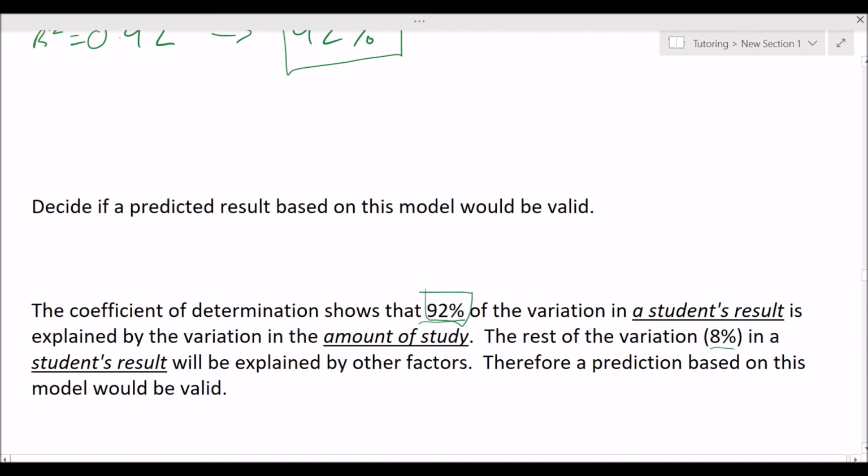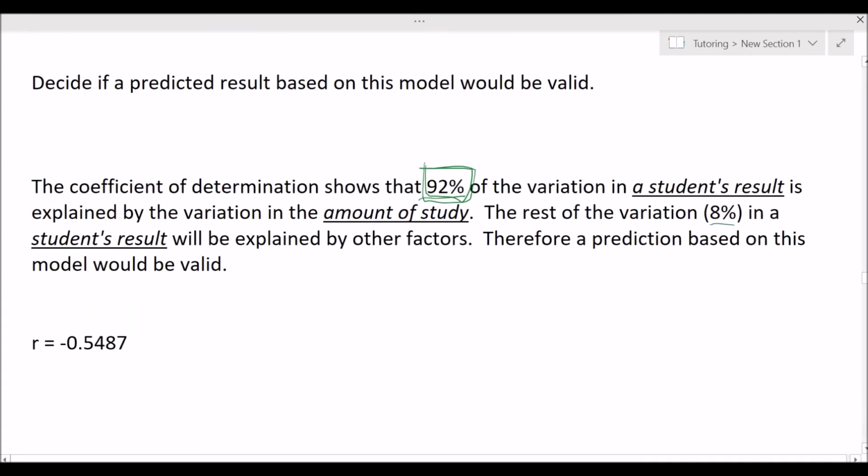92% is pretty good. Okay, if I said that 92% of your result is explained by the amount of study, that seems like a really good strategy, doesn't it? Whereas if I said 14% of the variation in a student's result is explained by the variation in their amount of study, you would probably think, 14 is not much. I don't like the sound of that. I'm going to try a different strategy. So you would say that that's not valid. Okay? So that's how you interpret the coefficient of determination.